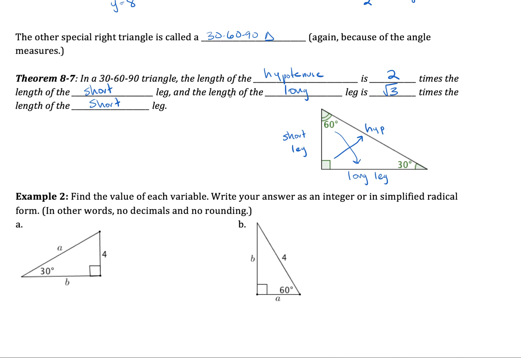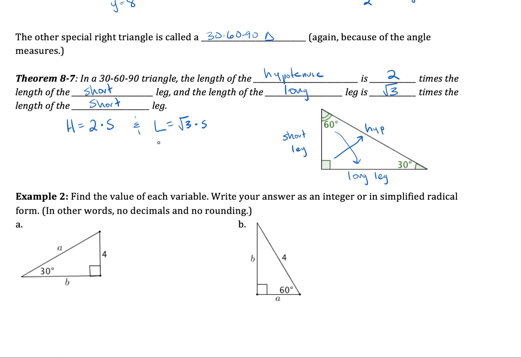But let's write those out in a shorter version than what it says up here in the actual theorem. We're going to say the hypotenuse is equal to 2 times the short leg. So I just shorten that down to h equals 2 times s. And we know that the long leg, which I'll use an L for, is equal to the square root of 3 times the short leg.